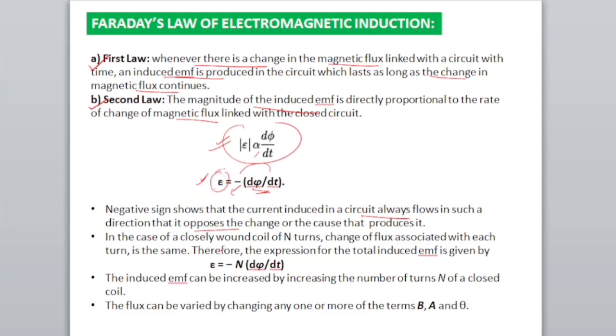In the case of a closed circular coil having n turns, the EMF induced in the coil becomes equal to minus n dφ/dt. The induced EMF can be increased or decreased by increasing the number of turns of a coil. The flux can be varied by changing any one or more of the terms B, A, θ, because flux is B dot A, which means BA cos θ. So this flux may be changed by changing the magnetic field B, the area vector, and also the angle between B and A. Whenever there is a change in flux, EMF is induced and current is produced in the circuit.